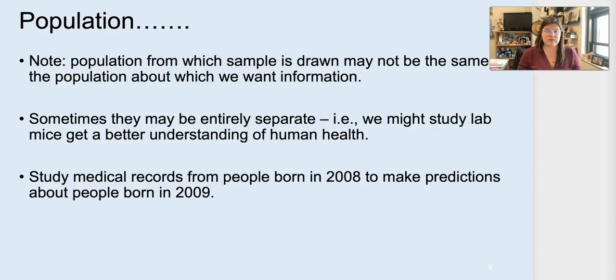The population that we draw from is not necessarily the population that we want the information from. So we need to change that. Sometimes they might be completely separated, or we are accepting animal data for understanding human health because of the samples and the procedures we're going to run. Other things may be medical records or other things like that that can help.